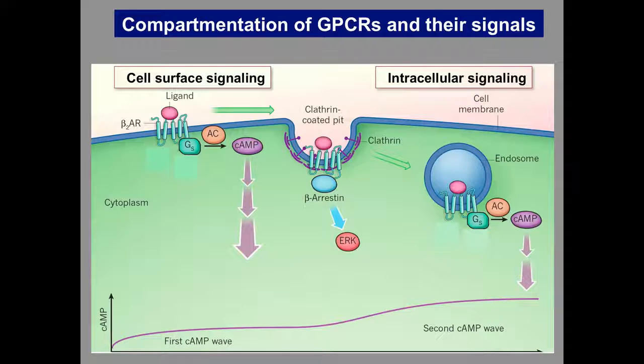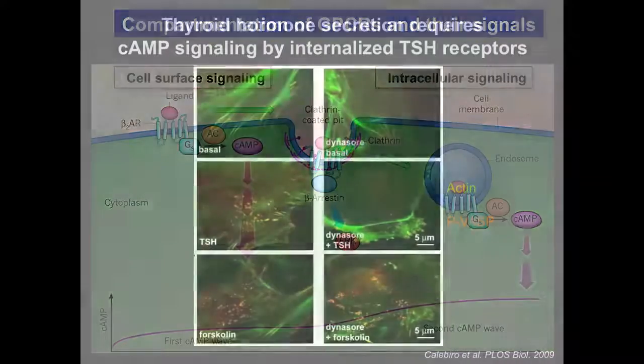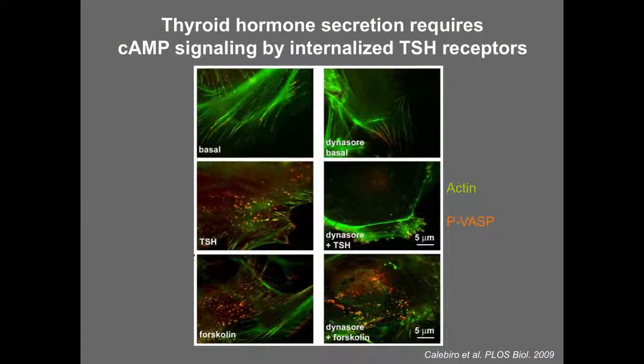But it may have important functional consequences, as I'll try to explain to you in this complicated slide that looks at the response in the thyroid to TSH receptors. What you see here in these thyroid cells is actin fibers and phospho-VASP. It's the changes in the actin fibers and the phosphorylation of VASP that coincide with activation of these cells and ultimately hormone secretion. So here you see the effects of TSH, you see the actin cytoskeleton being remodeled, and you see the occurrence of phospho-VASP.